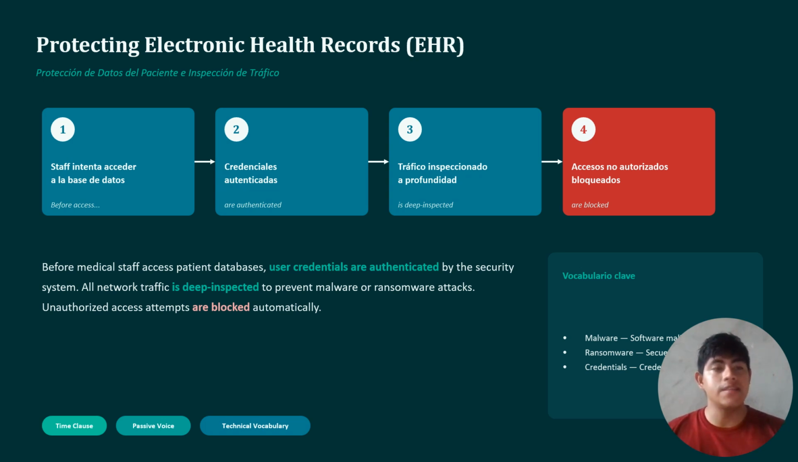Key point: the four-step flow. This process happens in four stages. First, the access attempt, then authentication, then traffic inspection, and finally automatic blocking if something suspicious is detected. But protection is not enough if we don't know what happens in real time. That is why the system also monitors and responds to incidents.